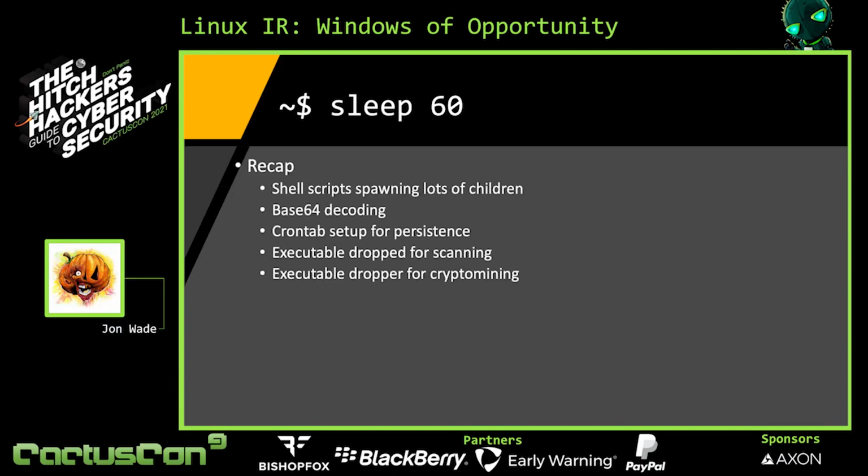Luckily, in this case, the where was limited to just our Jenkins 01 host. Like I said, we didn't actually move laterally to the Postgres host. We were lucky in that case, but very easily could have.